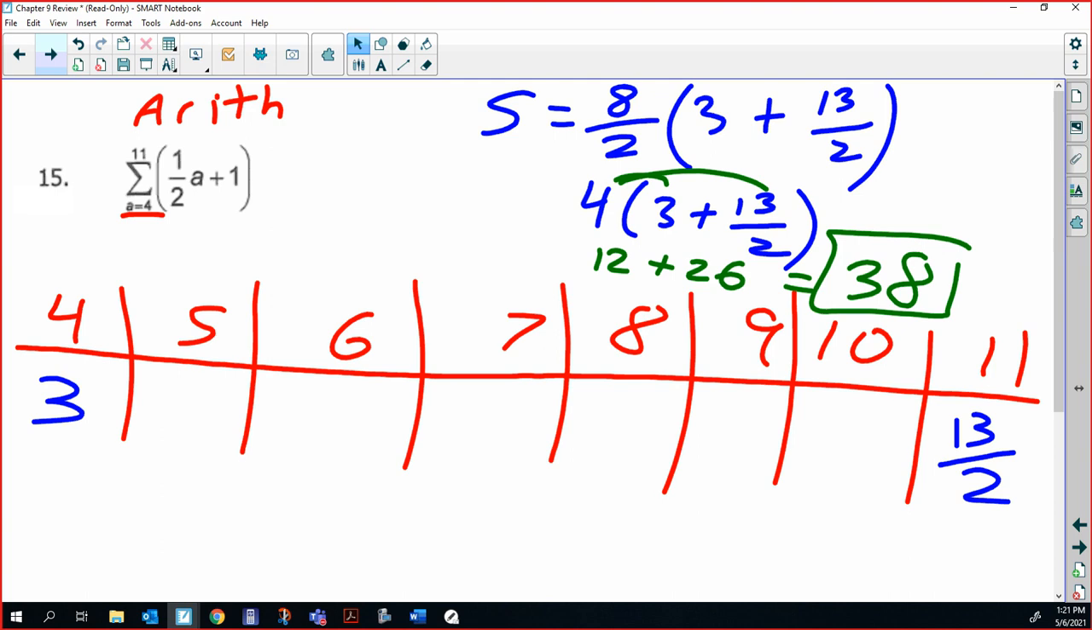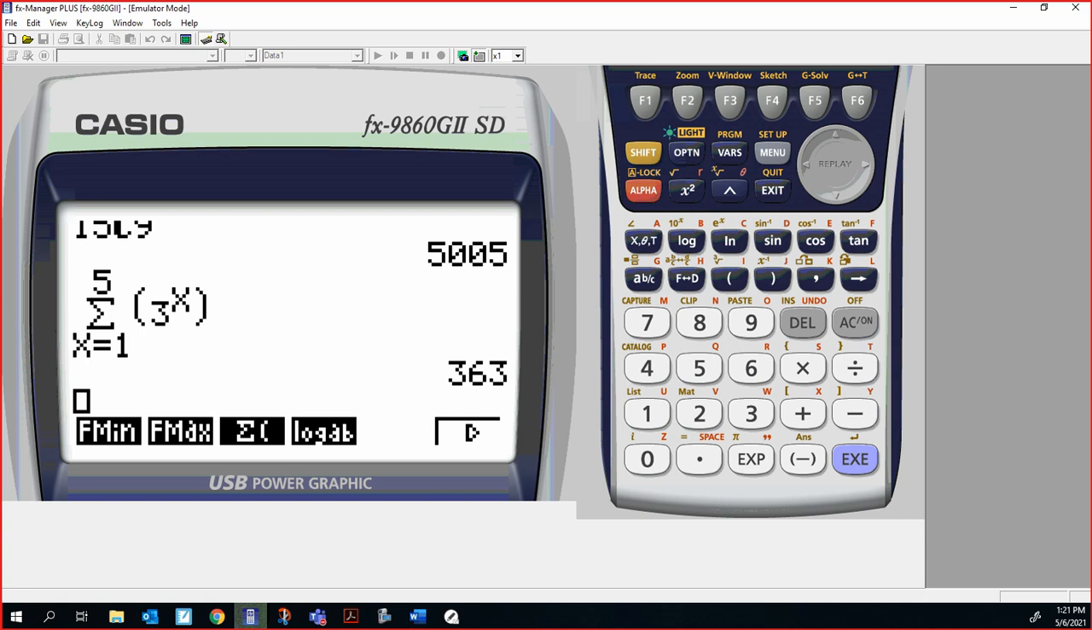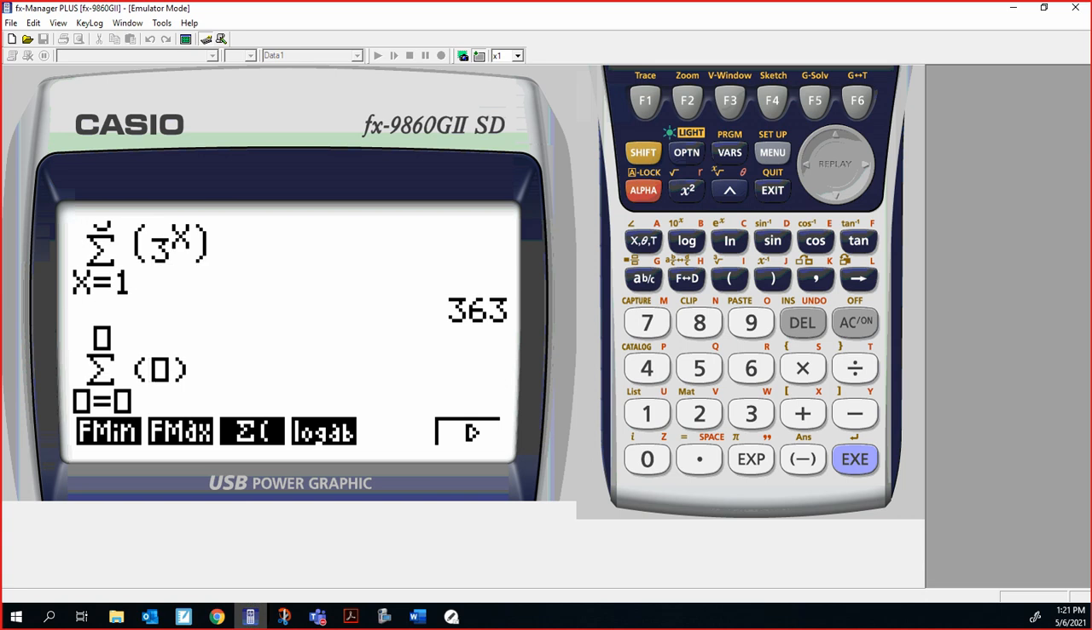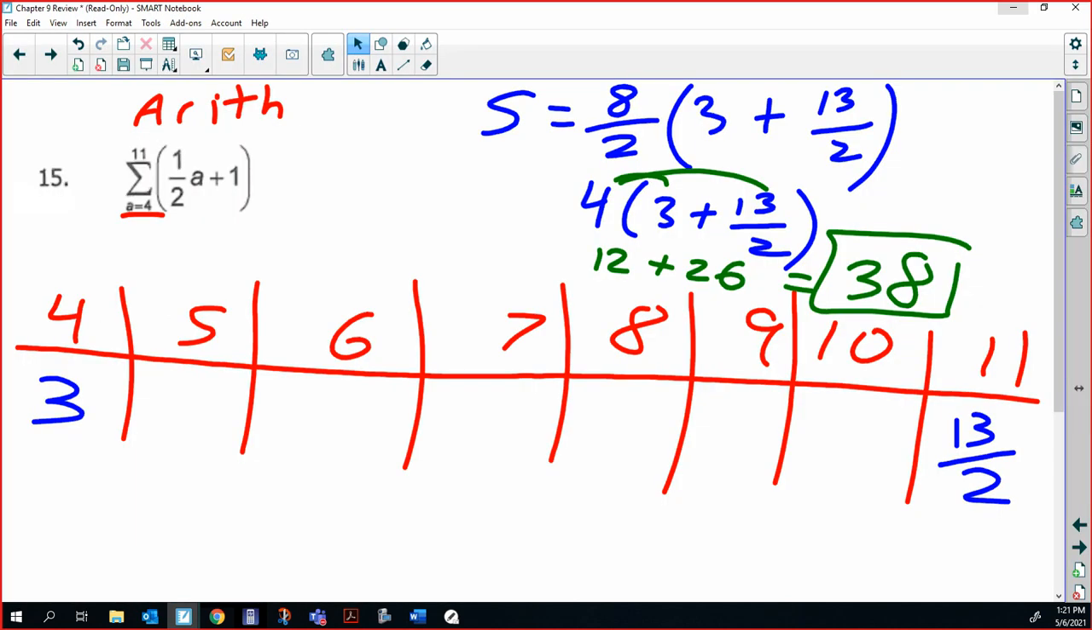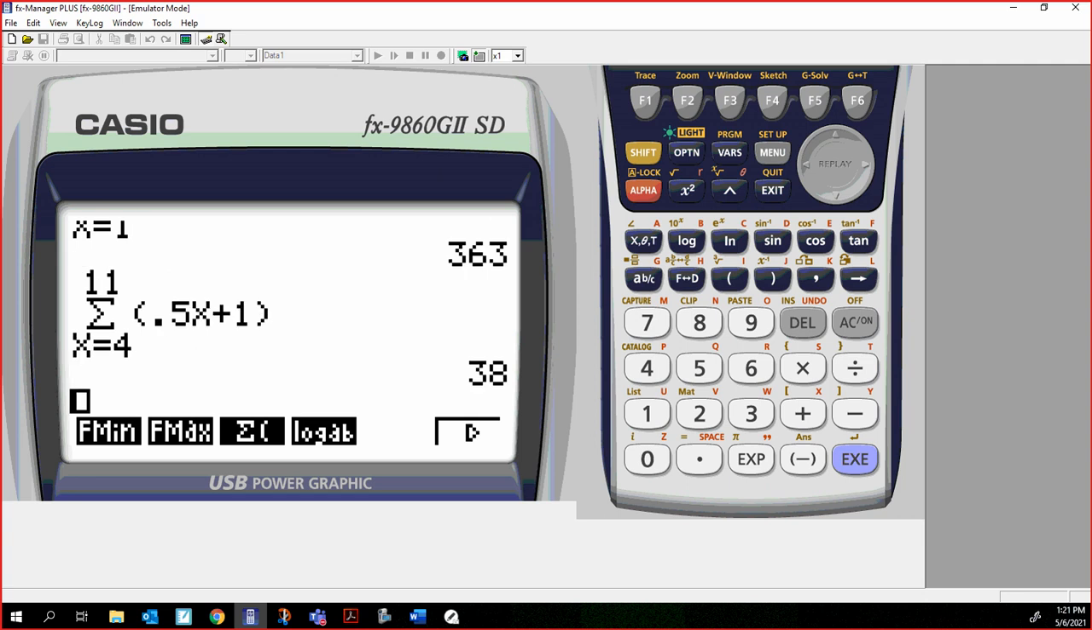So to type that in, sigma, 1/2, so I'm doing 0.5, that's easier, x plus 1. Variable x, that's easier to type than alpha a, that's the only reason I do it. We started at 4, and it went up to 11. Make sure I got that right. 4 to 11, yes. So when I hit enter, it should tell us 38. Good, did it right.